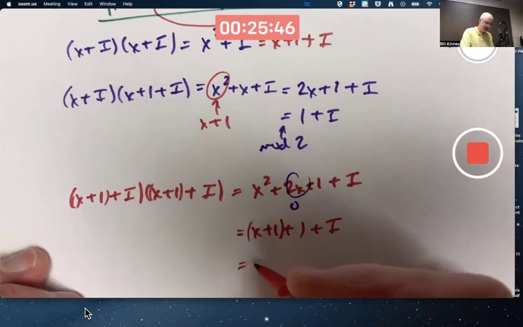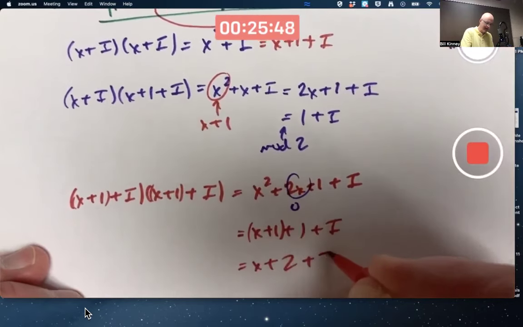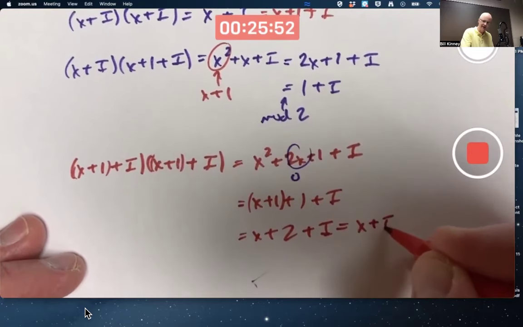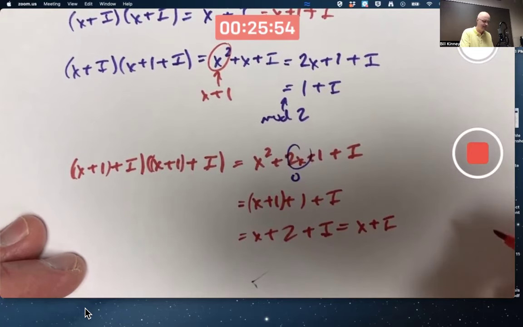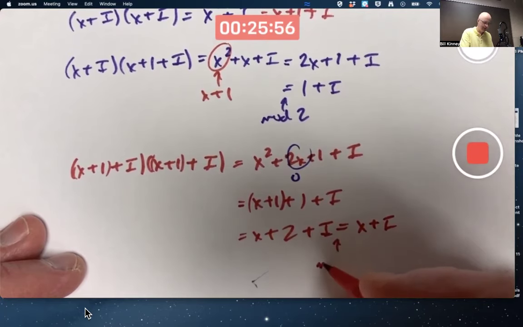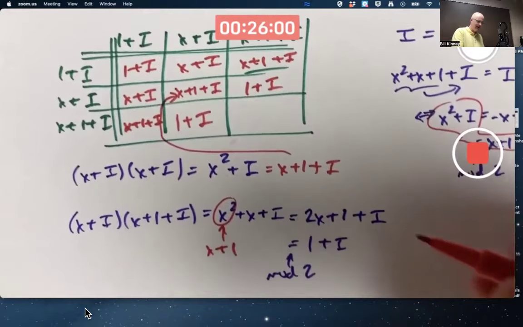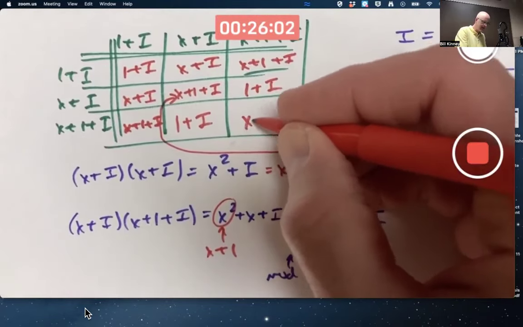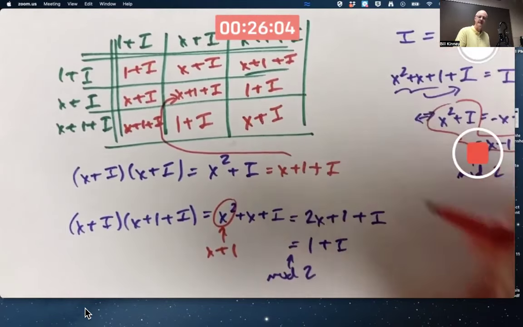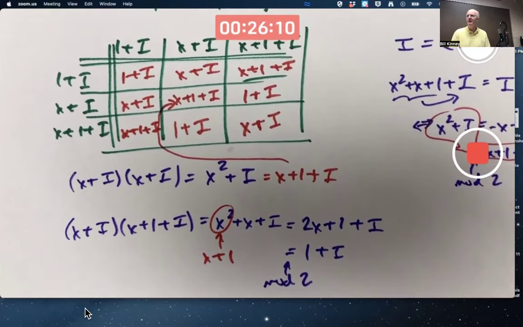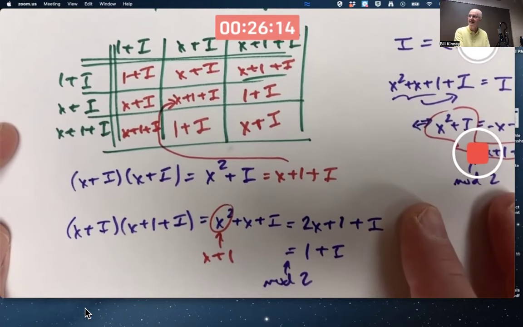So this becomes x plus 2 plus I, but then that 2 becomes a 0 because I mod by 2. This is just x plus I. Once again, mod 2. And therefore, I knew what the answer was going to be. It is indeed x plus I that goes there, the other non-identity element. So as a group under multiplication, the non-zero elements of GF4 is isomorphic to Z3, cyclic.